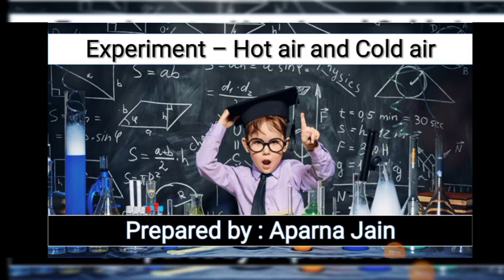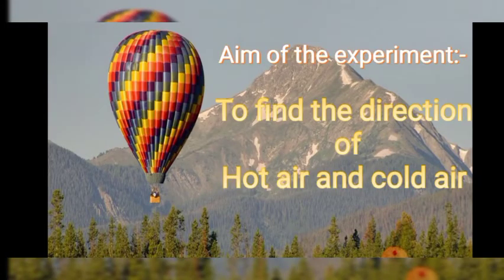Today we are going to do an experiment on the concept of hot air and cold air. While doing the previous experiment, I told you the steps of writing the experiment. I hope you all must be remembering that. So, the first step that I told you was to define the aim of the experiment. Why are we doing that experiment? So, the aim of this experiment is to find the direction of hot air and cold air.